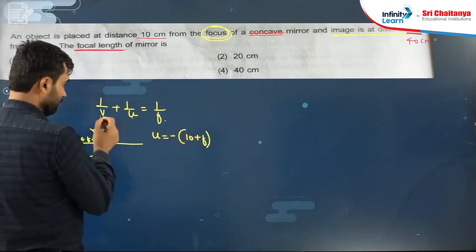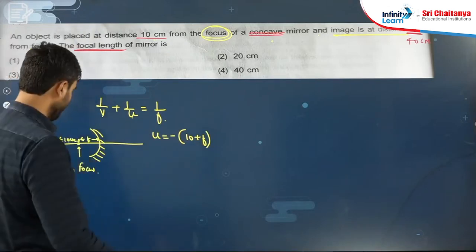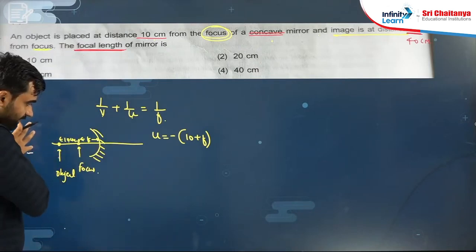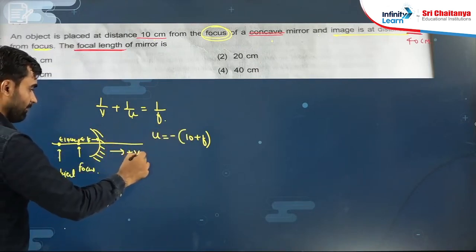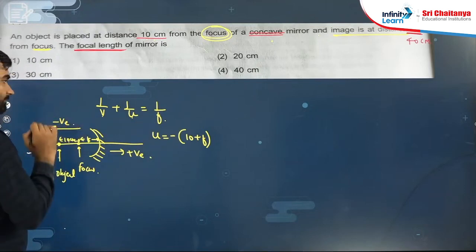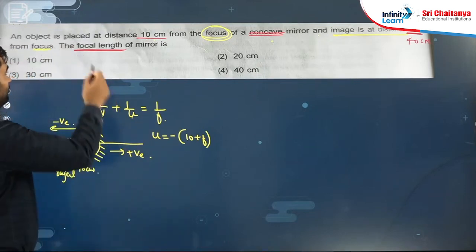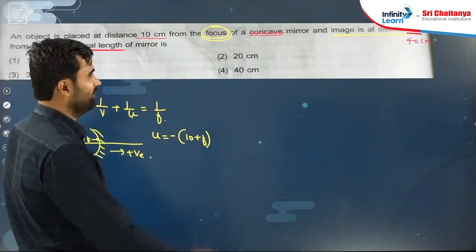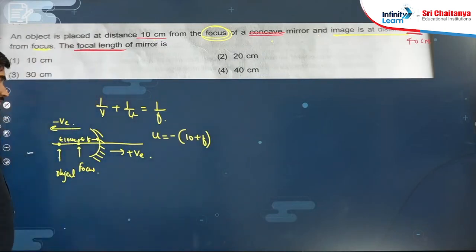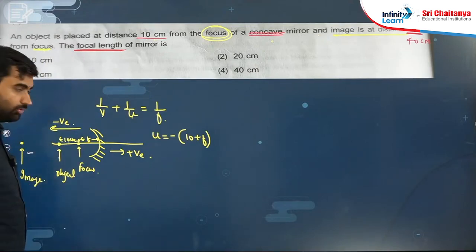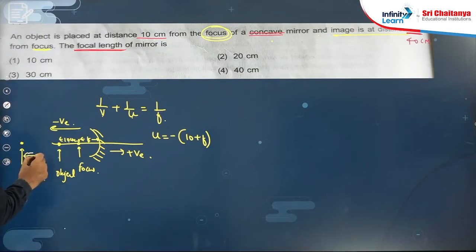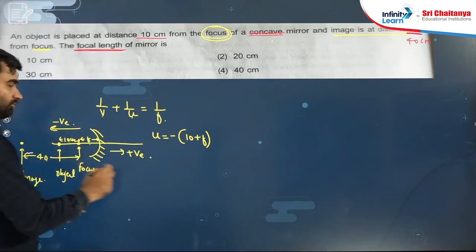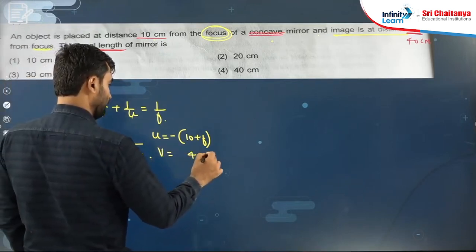But in this formula we have to put negative, right? Because from the object the ray will be incident in this direction, which is positive, and this direction is negative. Now the image distance is also given from the focus. How much distance? 40. Obviously it is more, so the image must be on this side because the distance is more. This distance is 40 from the focus, so from the pole how much? 40 plus F. So the V value is 40 plus F.